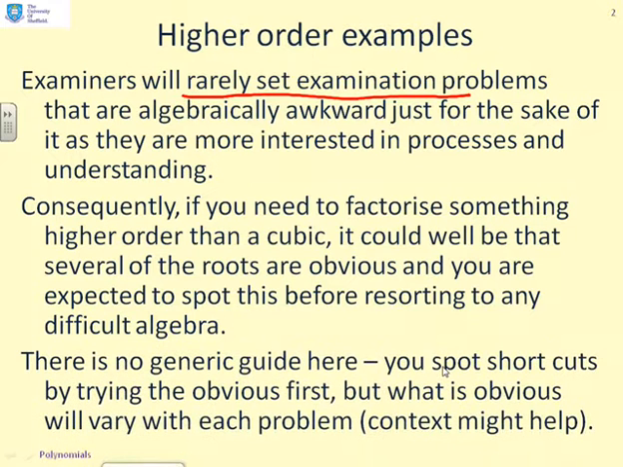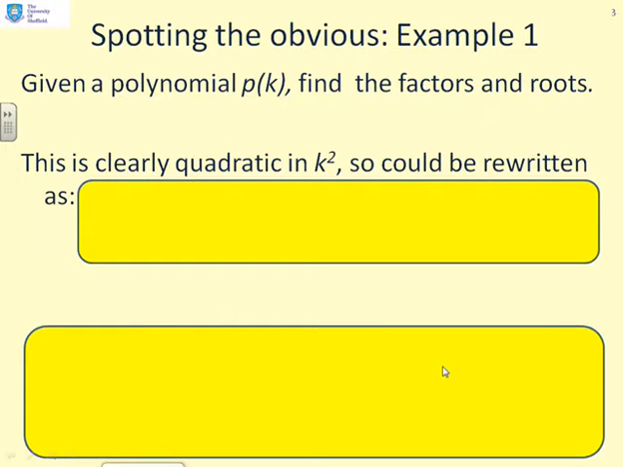Now, there's no generic guide here. Basically, it relies on experience and common sense. You need to spot shortcuts by trying the obvious first. But what is obvious will vary with each problem and each context, and if you read the question, again, it should be obvious. So, we'll start with an example of how you might spot the obvious.